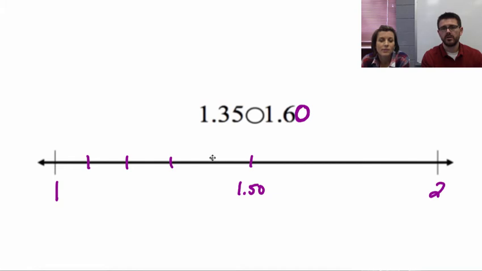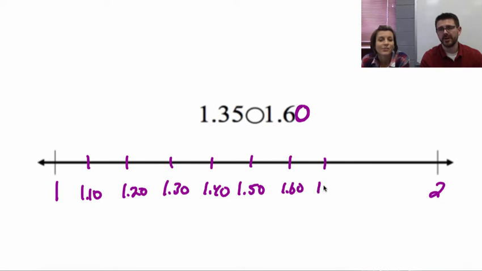So he's going to start labeling 1 1/10, 1 2/10, 1 3/10, 1 4/10, 1 5/10, 1 6/10, 1 7/10. But you'll notice that I'm adding the extra 0 at the end just because one of my numbers has 2 decimal places, so I want to use the same number of decimal places.